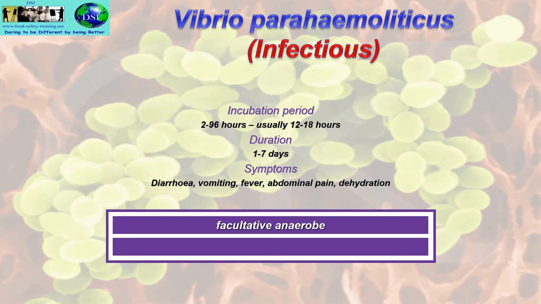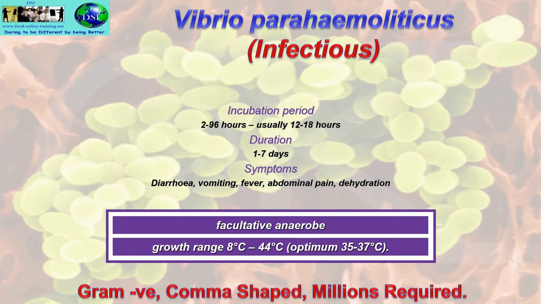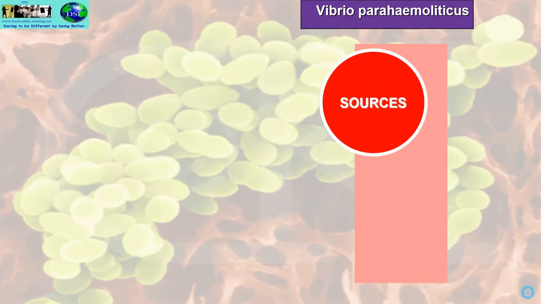It's a facultative anaerobe, so it can do with or without oxygen. Growth range, 8 to 44 degrees C. Optimum, around about body temperature. It's gram negative, it's comma shaped, and millions are required. Sources include feces and sewage.